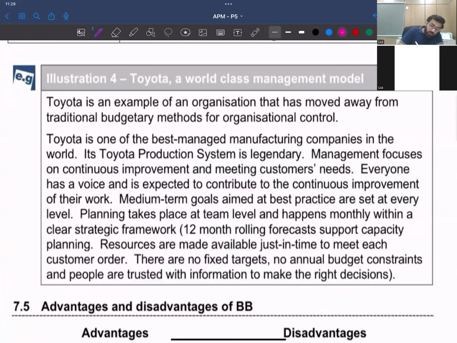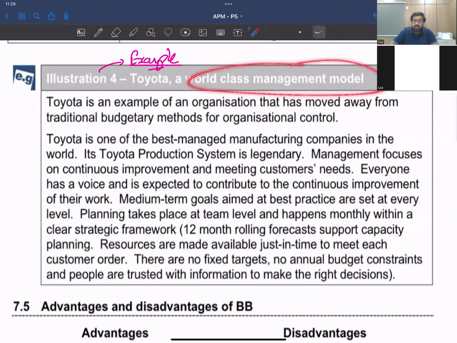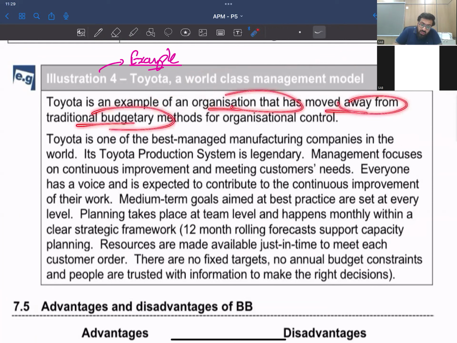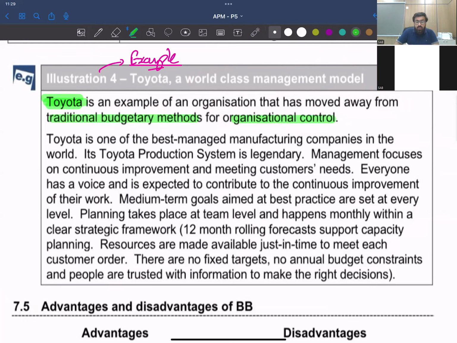Now, here's an example in your book. It's an example of a company that followed a world-class management model. So Toyota is an example of an organization that has moved away from traditional budgetary methods for control. You must have heard the name of Toyota. They have moved from the traditional budgetary method to organizational control. In fact, some of you might have been working in Toyota, so you must be knowing this, right?